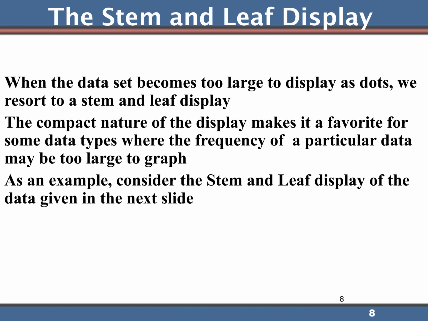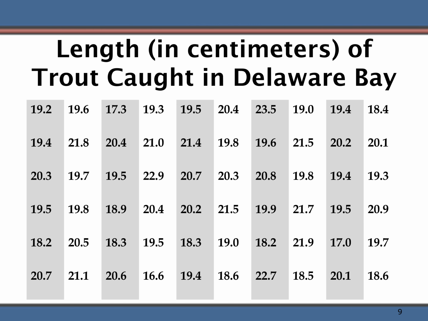A stem and leaf display is a quick method of providing a visual summary of data. We separate each data value into two parts: a stem, which is the leading digit or digits of the data, and a leaf, which is the final digit. The data here represent the length in centimeters of 60 trout caught in Delaware Bay.